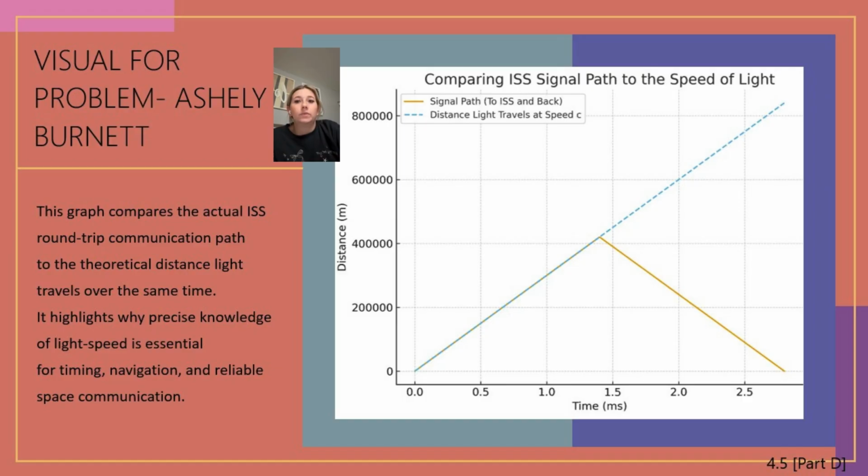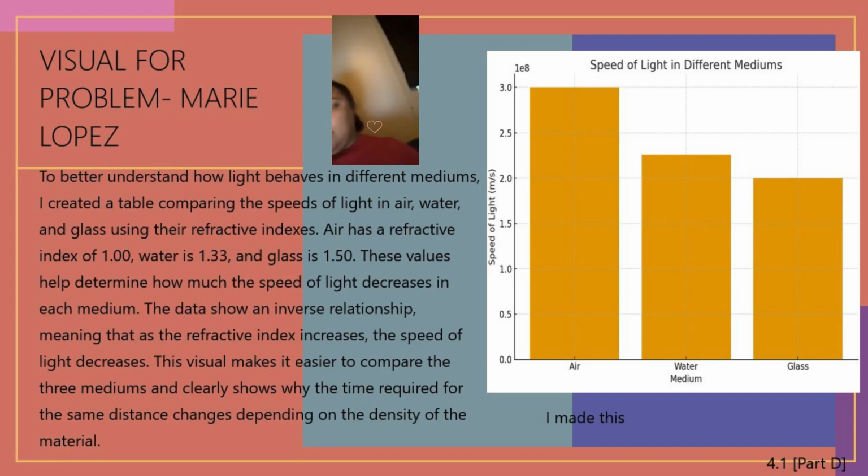So the visual for my problem is a graph that compares the actual round-trip communication path to the theoretical distance light travels over the same time. It highlights why precise knowledge of the speed of light is essential for timing, navigation, and reliable space communication.